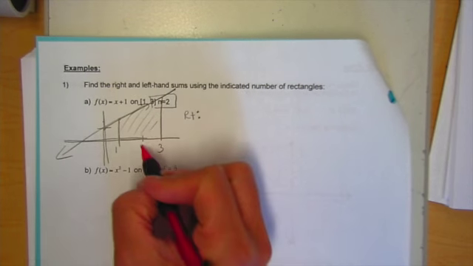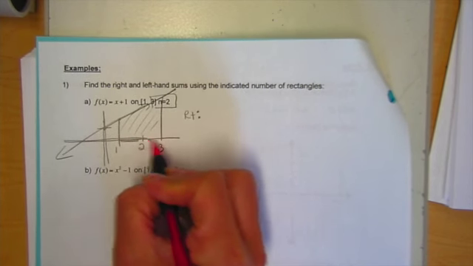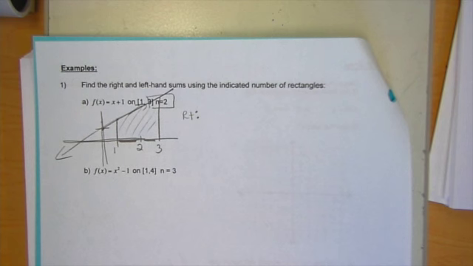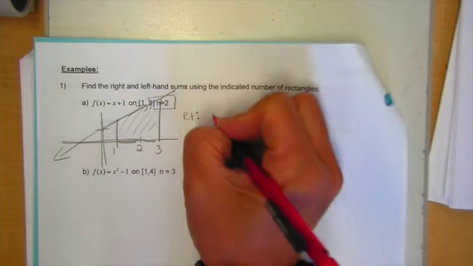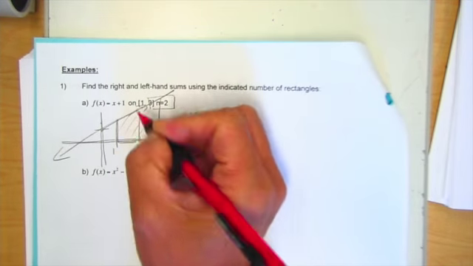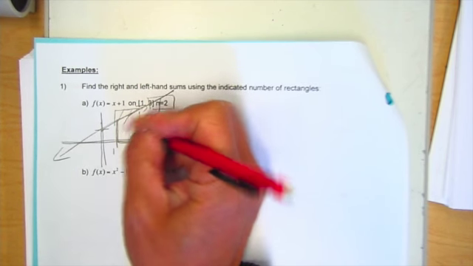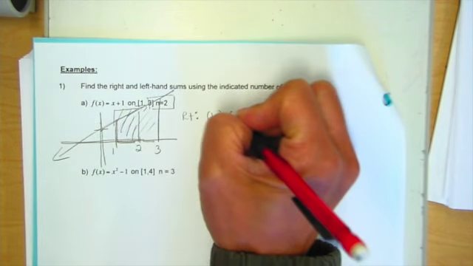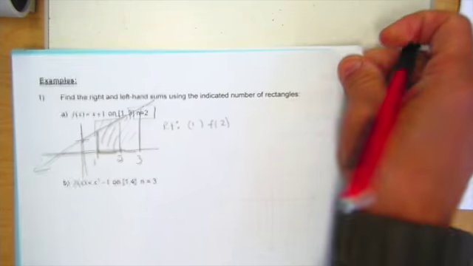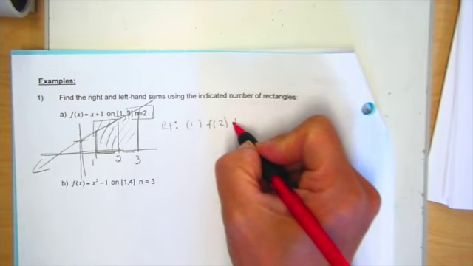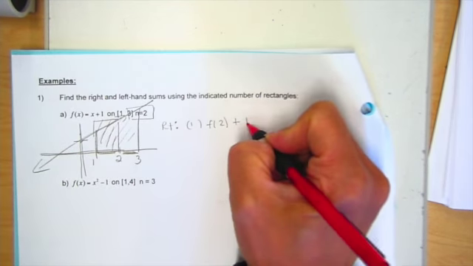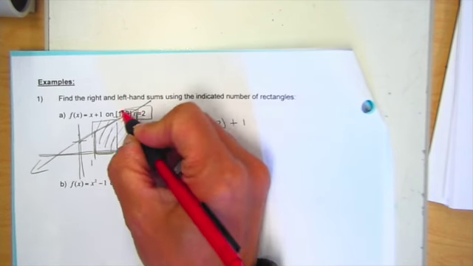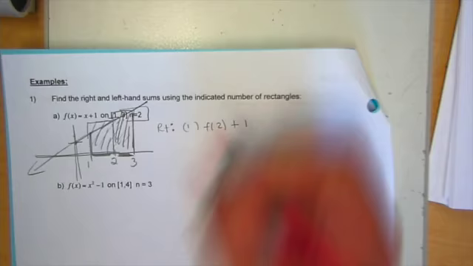So if I create two rectangles, the width of each rectangle is going to be just 1. My first rectangle, the width is 1. I'm going to hit it on the right-hand side. So there's my first rectangle, which is going to be f of 2, and I'll evaluate that in a minute. Plus, the next rectangle, width is again 1. I'm going to hit it on the right side, so the height of that rectangle would be f of 3.